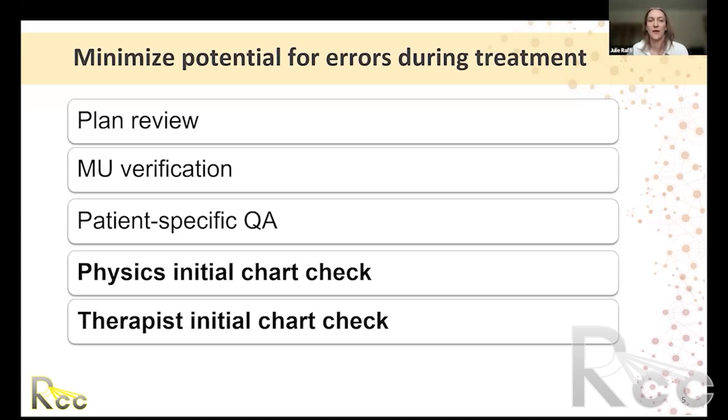So making sure that the plan is a high quality plan. We've had contour review, peer review by other physicians, chart rounds, physicist review, all of those things. MU verification, a secondary check on the MU, as Dr. Wadi Ramahi covered last week. And then patient-specific QA if you're doing IMRT or VMAT, or maybe you have customized calculations for that patient for electron cutouts, for example. But the 2 main things I want to emphasize are the physics initial chart check and the therapist initial chart check, both of these occurring before treatment starts.